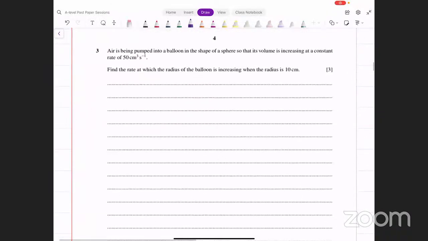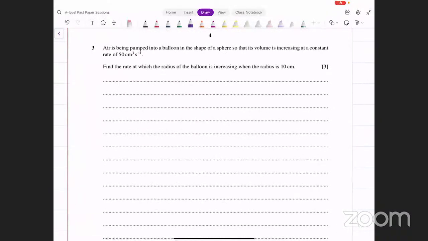Let's move on. Air is being pumped into a balloon in the shape of a sphere so that its volume is increasing at a constant rate of 50 centimeter cube per second. Find the rate at which the radius of the balloon is increasing when the radius is 10 centimeters. Okay.